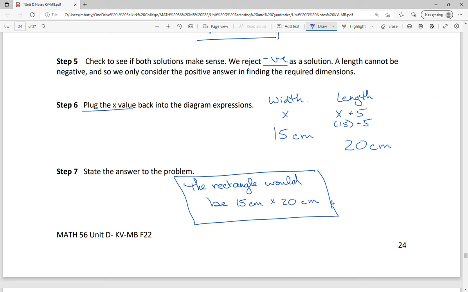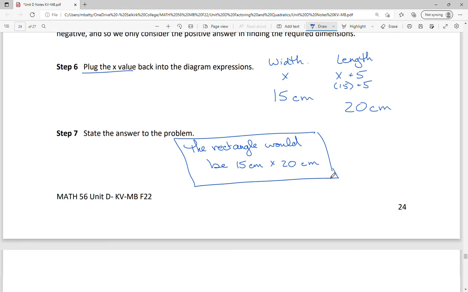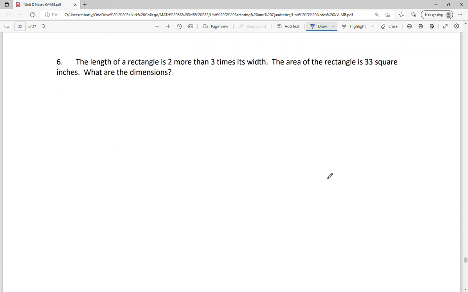You'll notice that all of these questions are much the same. We have 2 more to do in this geometry set. The next question is about, again, a rectangle. This time the length is 2 more than 3 times its width, and we know that the area of it is 33 inches squared.